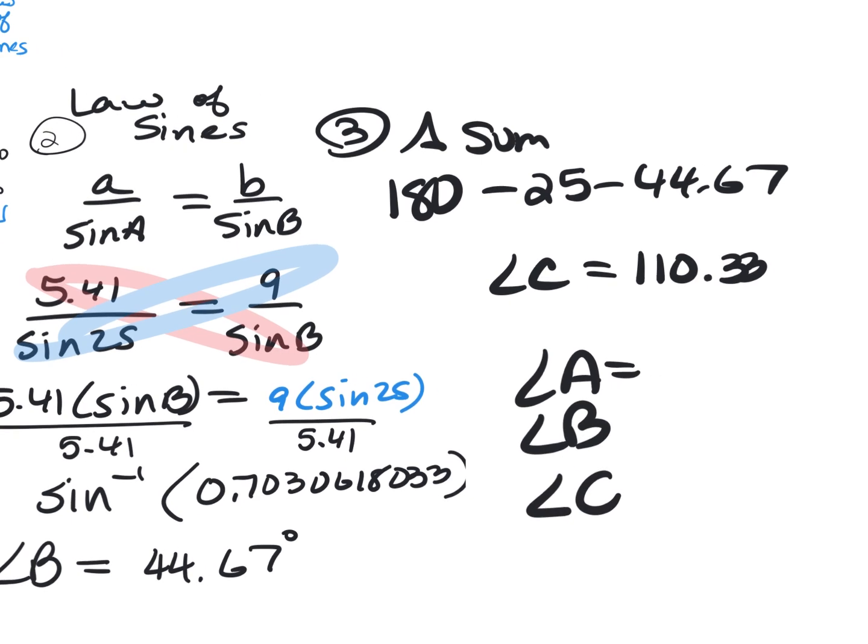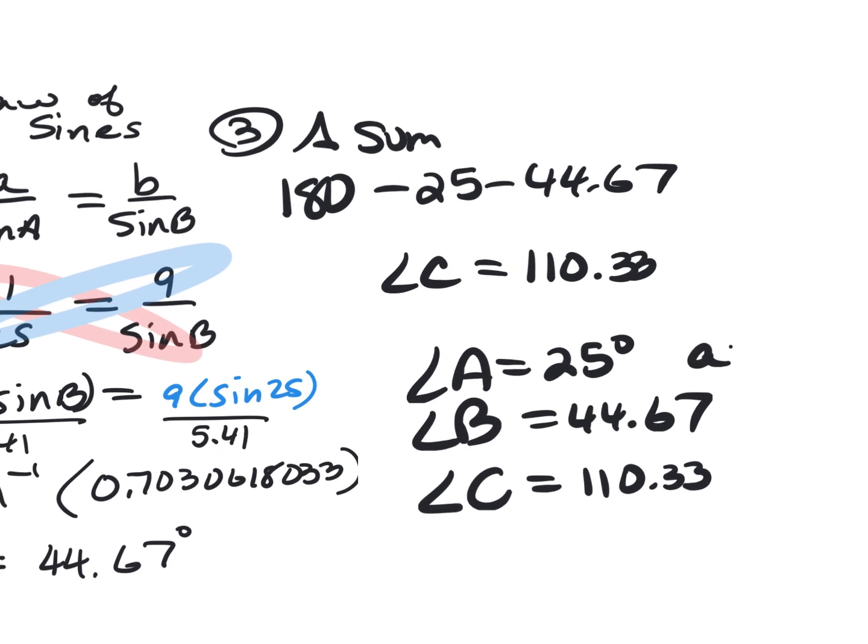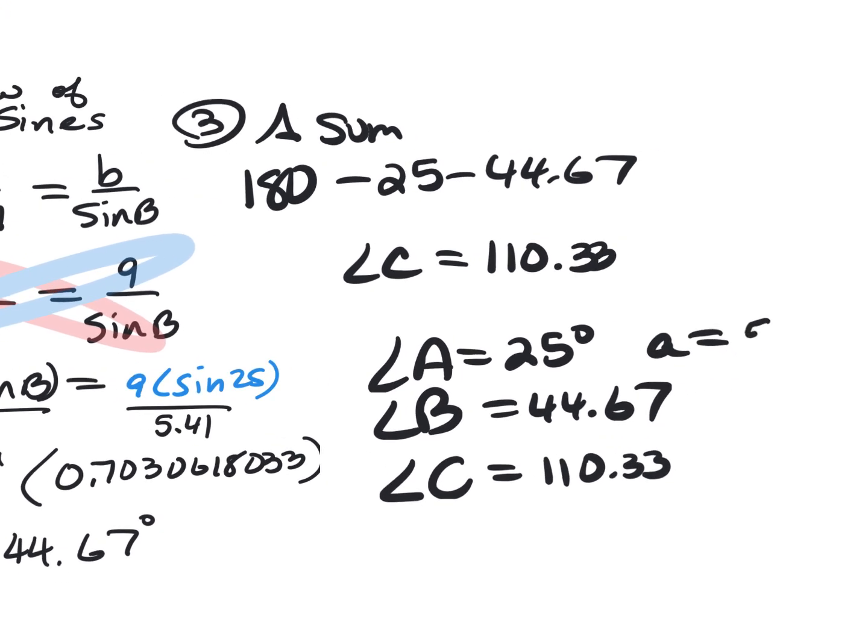So angle A was given, 25. I found angle B, the 44.67, and angle C, the 110.33. I found side length a first. It was the 5.41. b was given to me, and c was given to me. And my triangle is complete.